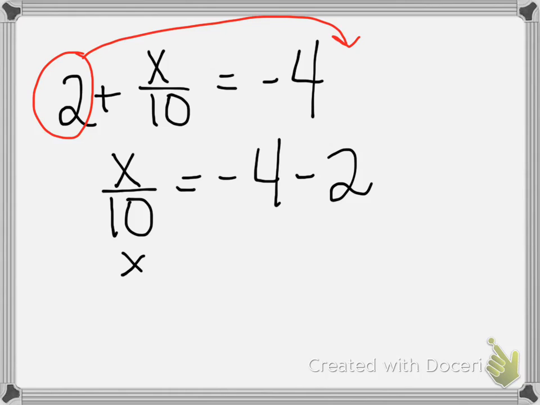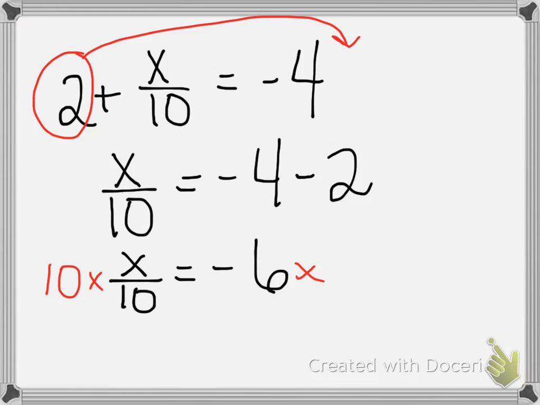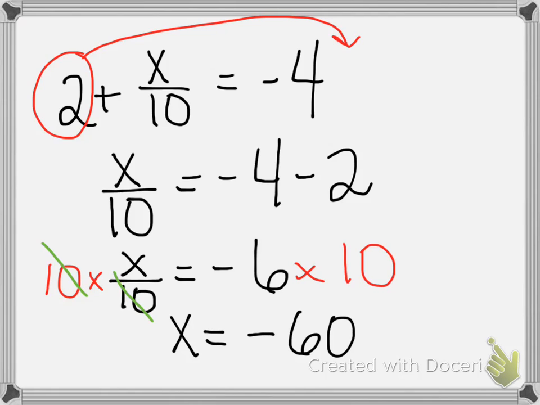So then I have x over 10 equals negative 6, which means that I'm going to times by 10 to get the x by itself and times by 10 on the other side. Those 10's cross out. X is going to be equal to negative 60.